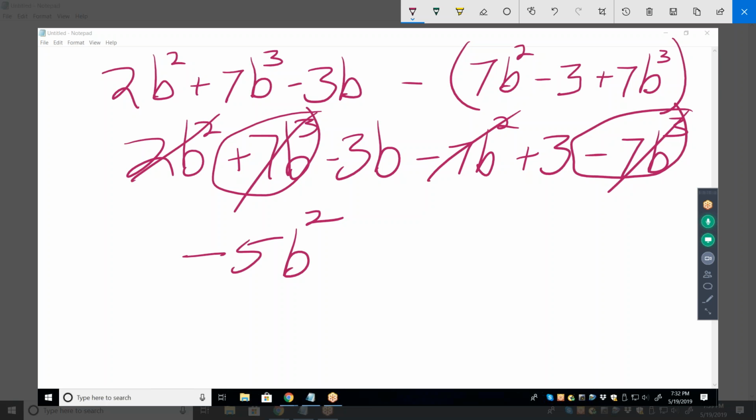Now how about the b's? Negative 3b plus 3. Okay.